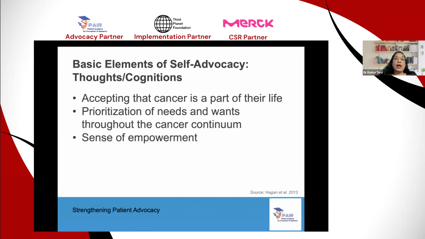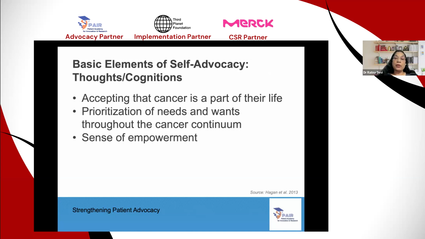So I'm going to break down each of those three. What are the thoughts and cognitions? Accepting that cancer is a part of their life. Usually when a diagnosis of cancer is given, there is denial. People do not accept that they have been diagnosed with cancer. There is a lot of self-doubt. Sometimes there is shock. And during that period, the patient is unable to take any part in decision making. So they become passive recipients.